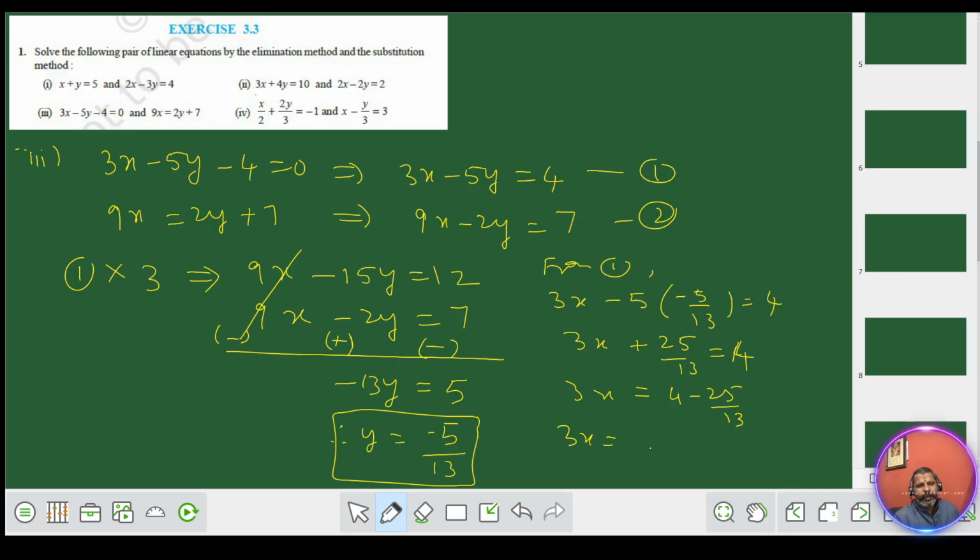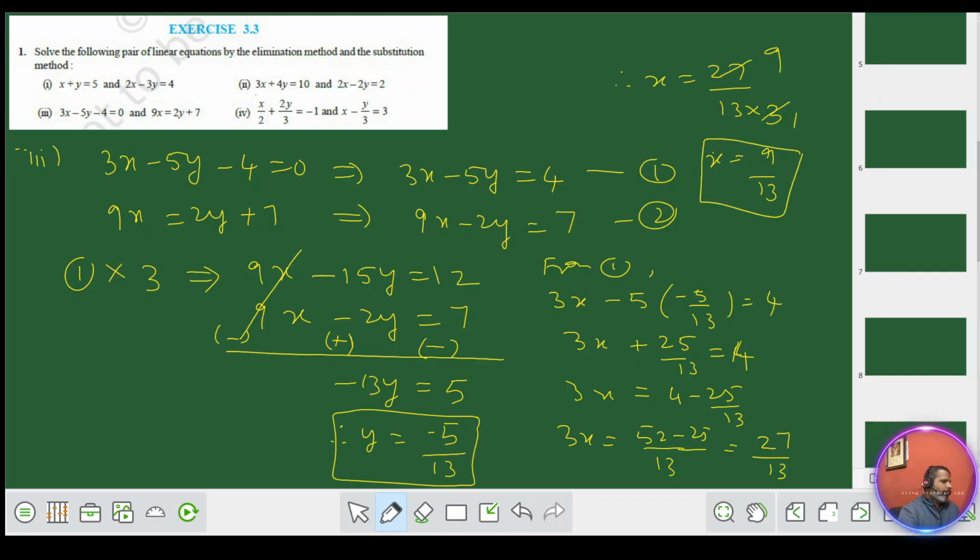3x is equal to, 13 is the LCM here, 13 fours are 52 minus 25, that is 27 by 13. Therefore, x equals 27 by 13 into 3. That is, x equals 3 ones are 3, 3 nines are 9, so 9 by 13.